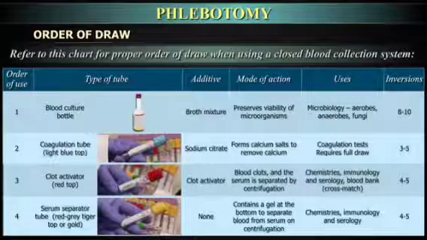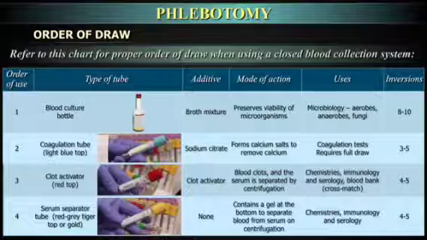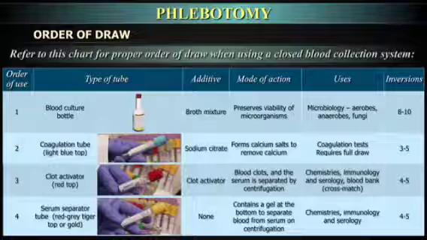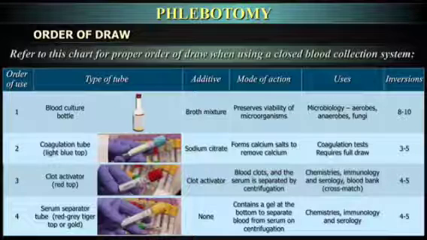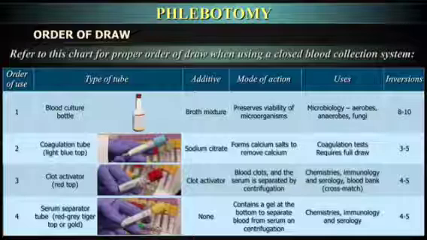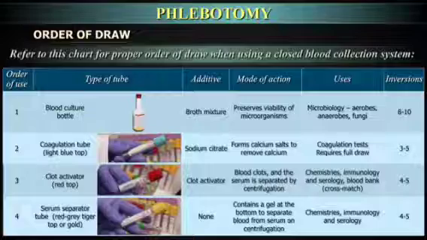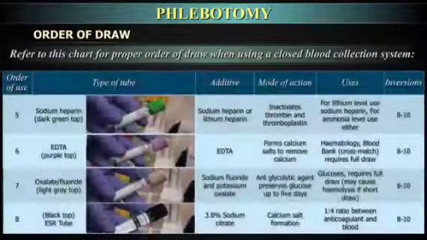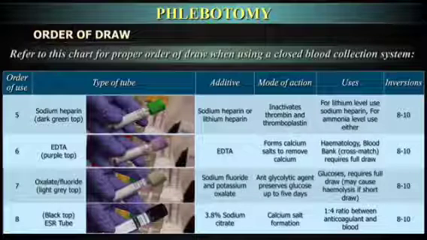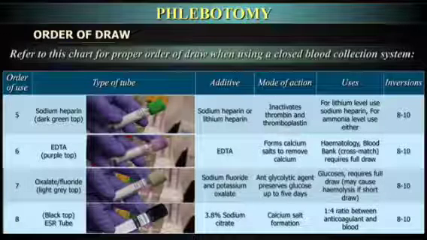The first to be collected is the blood culture bottle, which should be inverted 8 to 10 times. Second is the coagulation tube with sodium citrate, to be inverted 3 to 5 times. Third is the clot activator, to be inverted 4 to 5 times. Fourth is the serum separator tube with no additive. Fifth is the sodium heparin tube, which should be inverted 8 to 10 times.